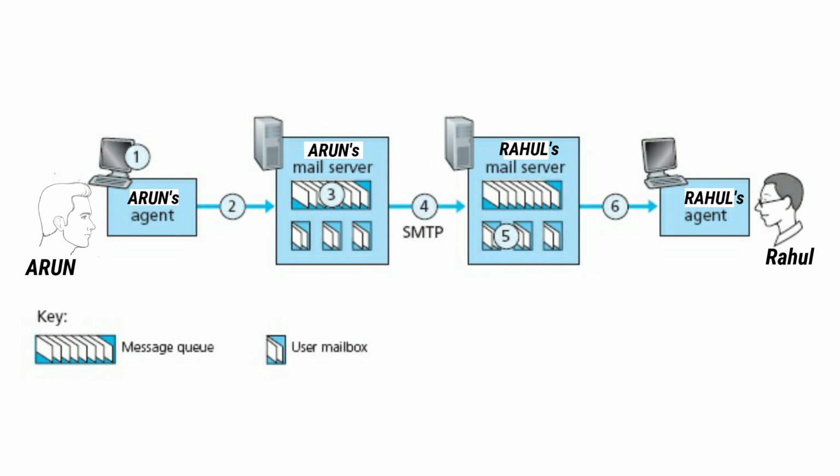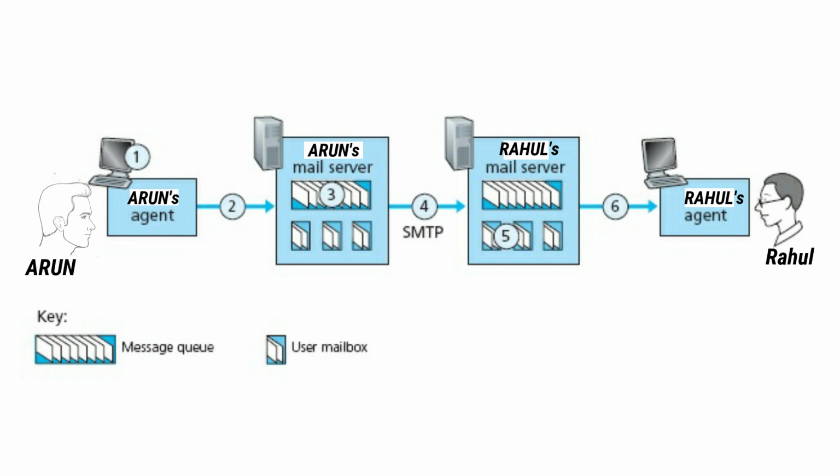Fourth step, after some initial SMTP handshaking, the SMTP client sends Arun's message into the TCP connection. Fifth step, at Rahul's mail server, the server side of SMTP receives the message. Rahul's mail server then places the message in Rahul's mailbox. Last step, Rahul invokes his user agent to read the message at his convenience.